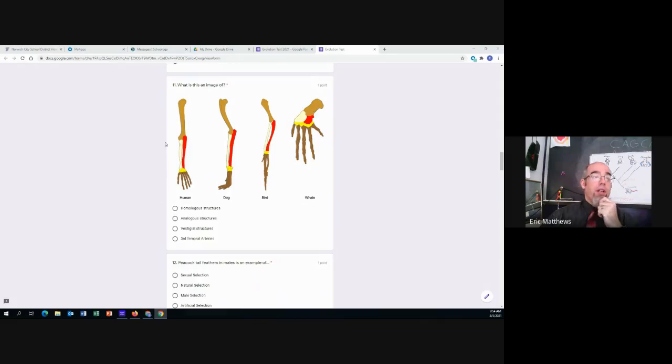Number 11, what is this an image of? All right, so we see all these things. We had a whole lab about it. What is this an image of? Are these homologous structures, analogous structures, vestigial structures, or third femoral arteries? What is this picture an image of? Homologous structures, analogous structures, vestigial structures, or third femoral arteries?